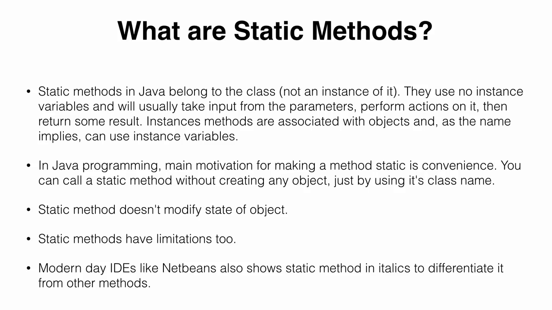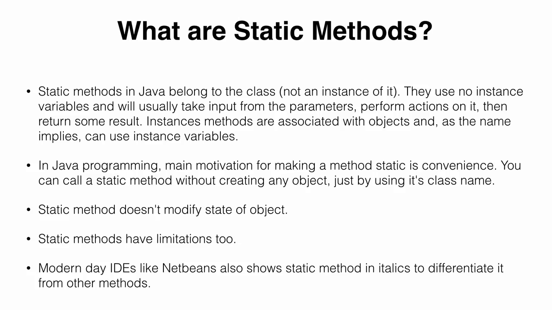So in Java programming, the main motivation for making a method static is convenience. If we've got 5 classes, we can call that particular multiplication method throughout our program from anywhere because we've got it as a static method, which is really neat. Like I said, you can call a static method without creating an object just by using its class name, which is very, very good.